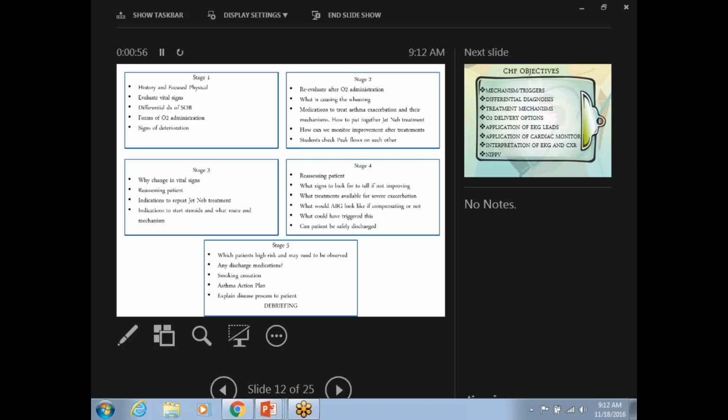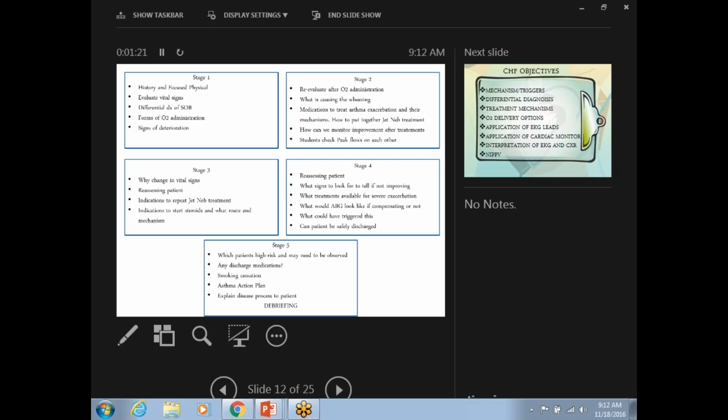And then going to stage 2, and you'll see some common themes in all these stages in all the cases, but always reevaluate. So they applied oxygen, what happened afterwards, and then maybe what's causing the wheezing. So what is the differential of wheezing in patients? Is it just pulmonary causes for wheezing? And then finally starting to treat the asthma. So what's the mechanism of these medications?